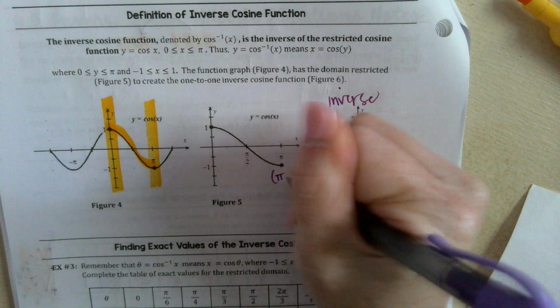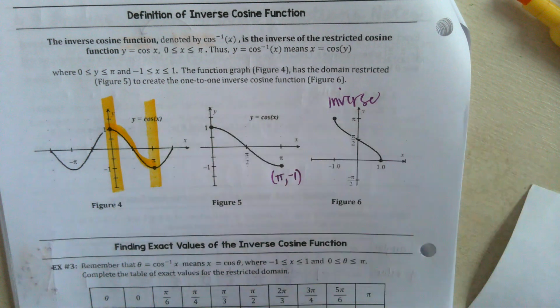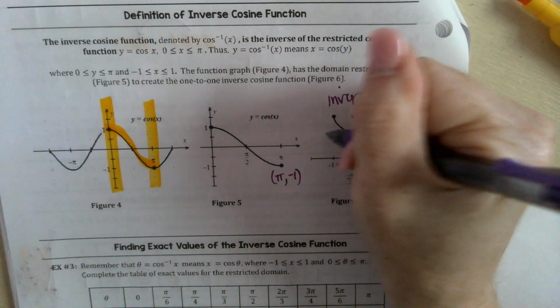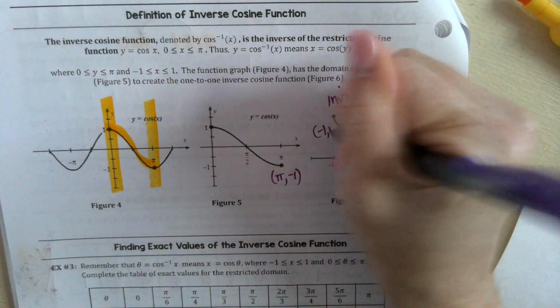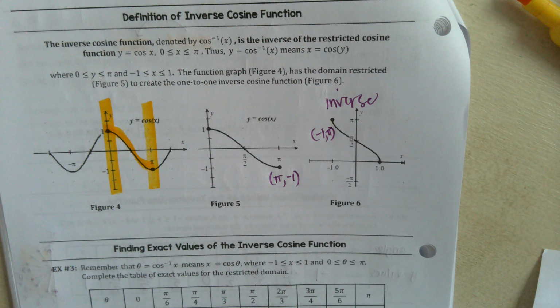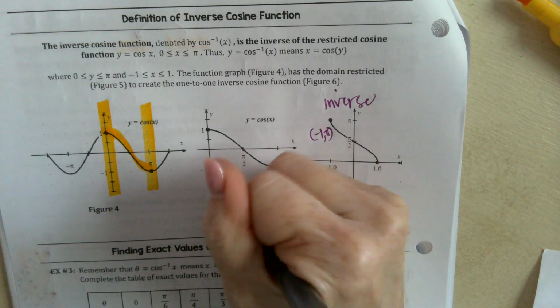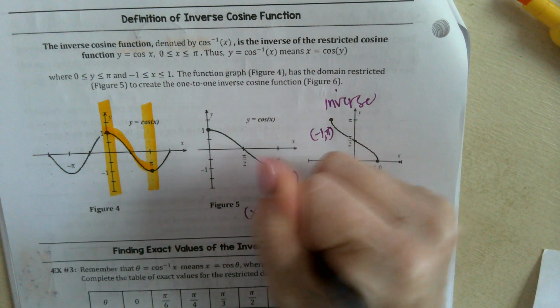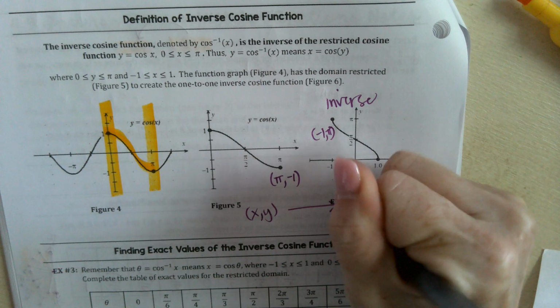Right here, I have the ordered pair of pi, -1 on my graph, but here I have -1, pi, and so forth. All you're doing is taking your x's and your y's and flip-flopping them.